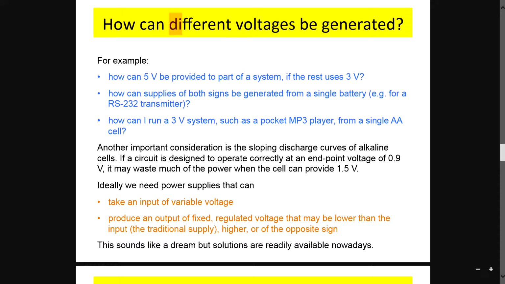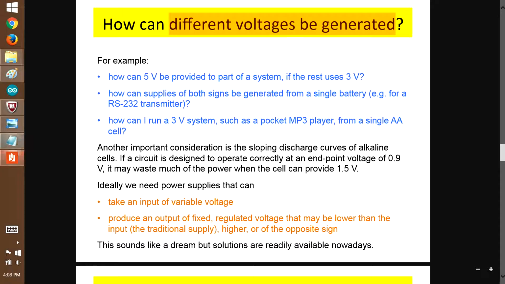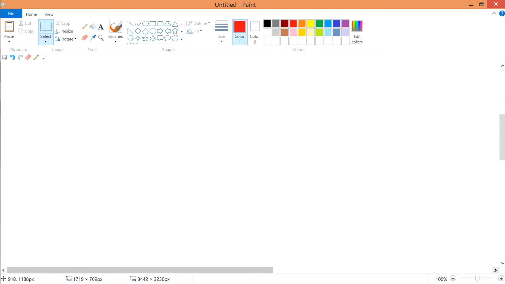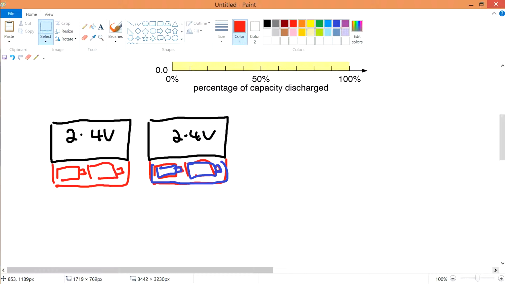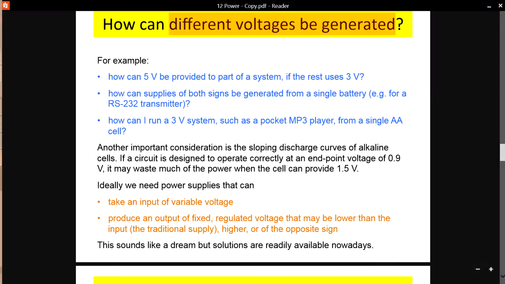In this page, how can different voltages be generated? Alright, I think it's similar to the page that I told you just now over at this side, when you design your product. Alright, how to design how many batteries you need and things like that. I think it's the same thing.